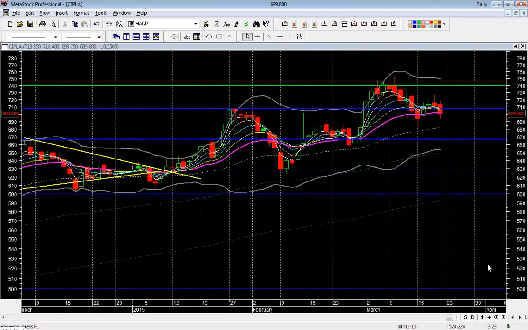Then Cipla, showing strength. It's cooled off about 30 rupees. Could cool off to 670 if the weakness in the market persists. So that's one thing to be careful of. That weakness could actually be around for some time.